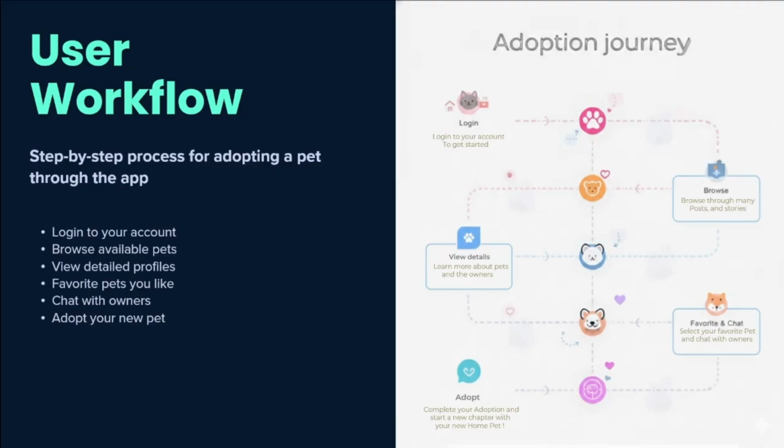In this chat, when you click Adopt Me, you will chat directly with the owner. If the owner and the adopter make an agreement, you can go ahead and complete your adoption, and then congratulations, you can start a new chapter with your new pet in your home. So this is the workflow. It's very, very easy. Login, browse, view details, view pets, select, start a conversation, make an agreement, adopt your pet, and congratulations.